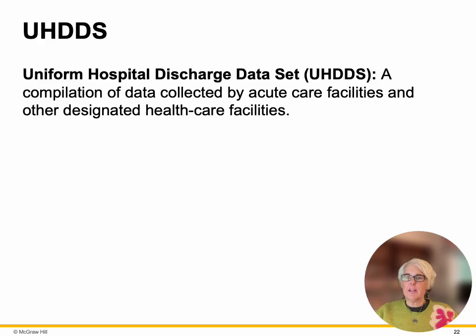UHDDS includes demographic information, the principal diagnosis, up to a defined number of other diagnoses that impact the stay, all significant procedures, provider identifiers, and information about discharge status. This standardized set allows hospitals, payers, and public health agencies to compare data in a meaningful way. As a coder, I may not see the UHDDS on the screen, but I'm applying it every time I decide whether a condition qualifies as a reportable diagnosis, whether it meets the definition of principal versus secondary, and how the procedure should be captured.